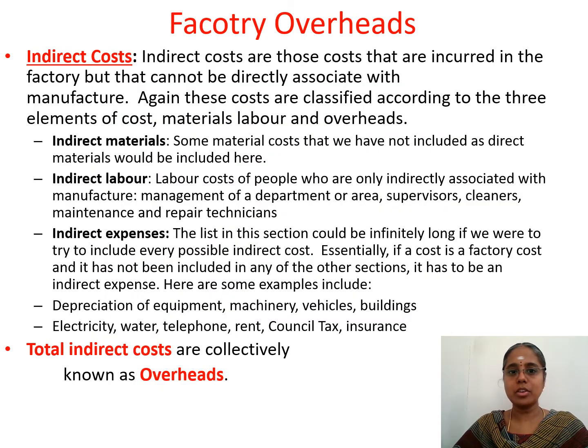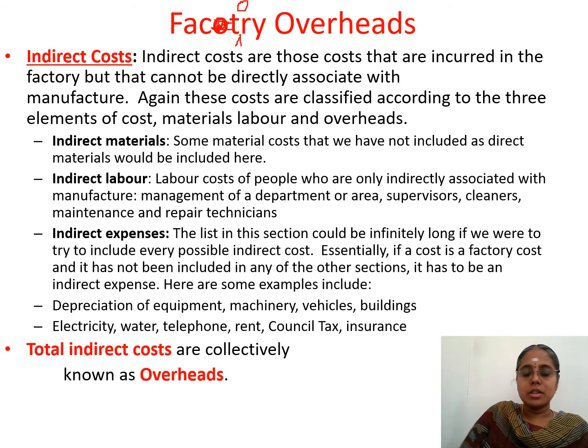Now we are going to see what the factory overheads are. There is a mistake in the spelling. It is factory overheads. So what are factory overheads? We have already seen direct material, labor and expenses. Apart from these three things that are related directly to the product, all other costs that are incurred in the factory are called indirect costs because they are not directly traceable to the manufactured product. Again, based on the elements, it is classified as indirect material, indirect labor and indirect expenses, which we have seen already. Those indirect material, indirect labor and indirect expenses that are incurred in the factory are called factory overheads.